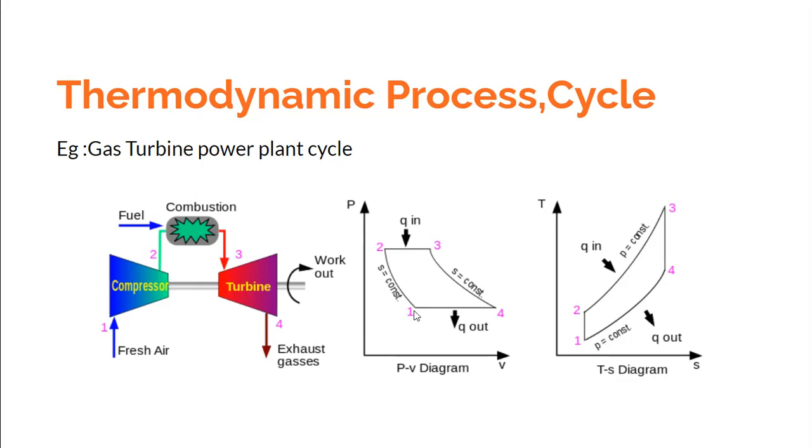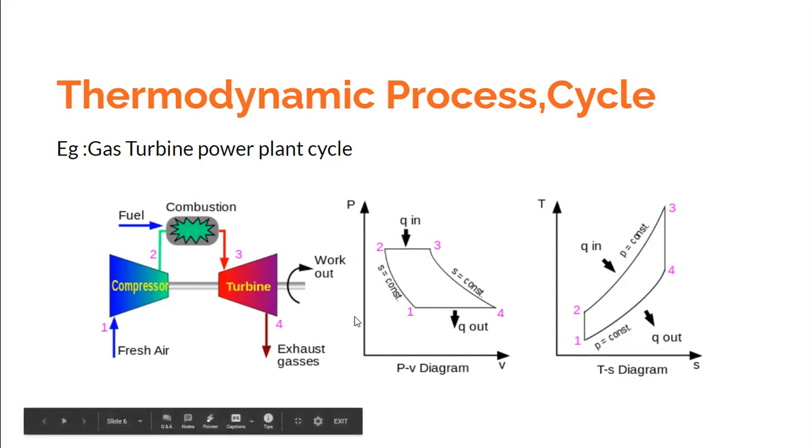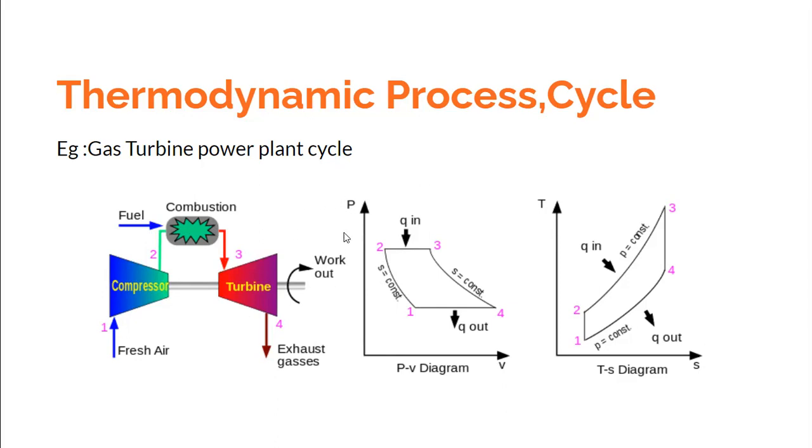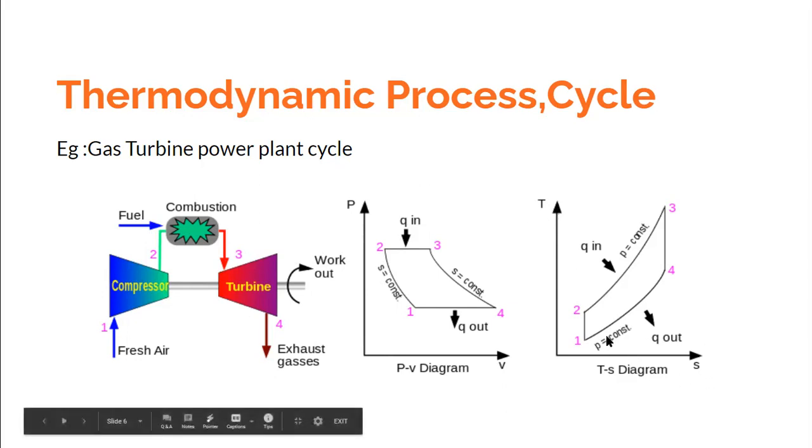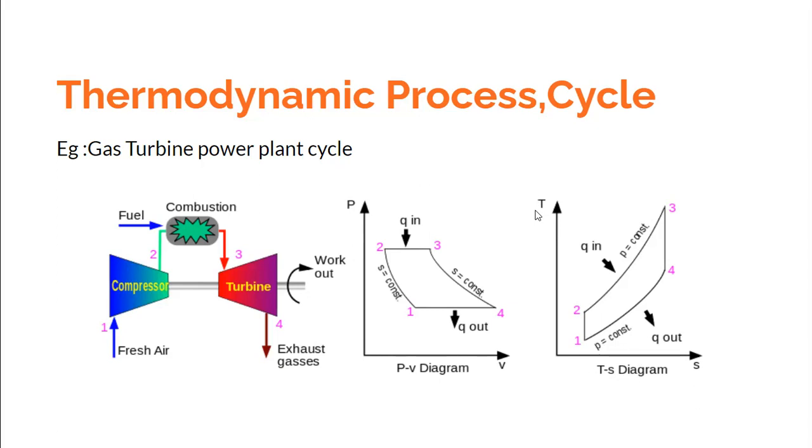So this I can represent on a pressure volume diagram. This is 1 to 2, right? The process of heat addition is shown by 2 to 3. Same thing, this is the pressure volume representation. Similar representation of the process is also possible with some other properties. For example, this is a temperature entropy diagram. We have not yet studied the property called entropy, but just remember that there is some other property on the x-axis and there is a property of temperature on the y-axis.